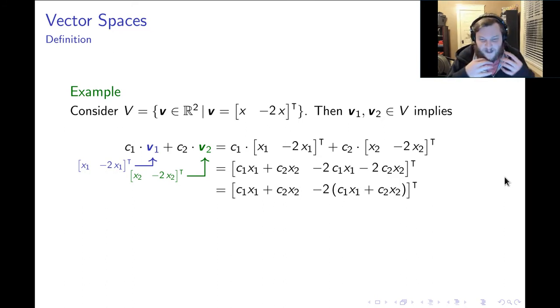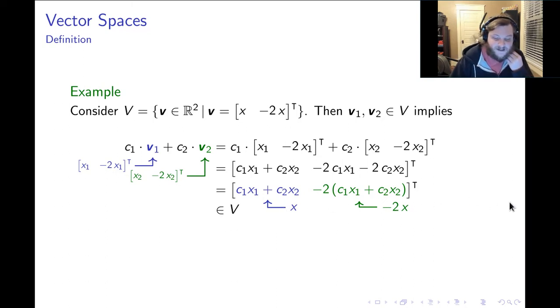And now this becomes interesting, because now if we look at what we've done when we've taken our linear combination of v1 and v2, we've produced a vector with two coordinates, where the first coordinate is c1 x1 plus c2 x2. Let's just call that x. What is the second coordinate? The second coordinate is negative 2 multiplied by c1 x1 plus c2 x2. But this thing in the parentheses here is what we called x, so the second coordinate here is negative 2 times x. So when we take our linear combination of v1 and v2, we produce a new vector whose second coordinate is negative 2 times the first coordinate.